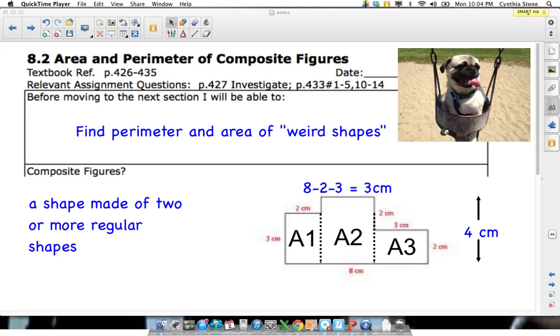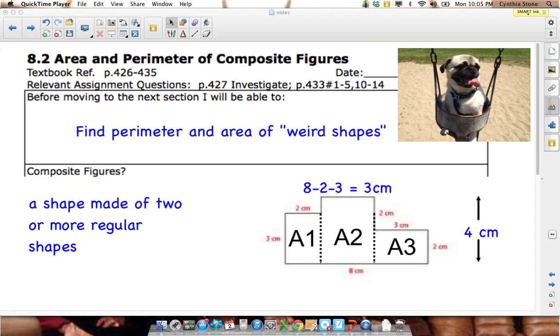Section 8.2, Area and Perimeter of Composite Figures. This lesson works for both the grade 9 applied and grade 9 academic course. And our goal for today, or what I want you to be able to do by the time you move on to the next section, is to be able to find perimeter and area of what I call weird shapes.